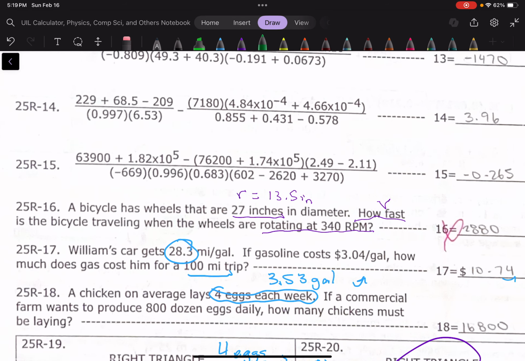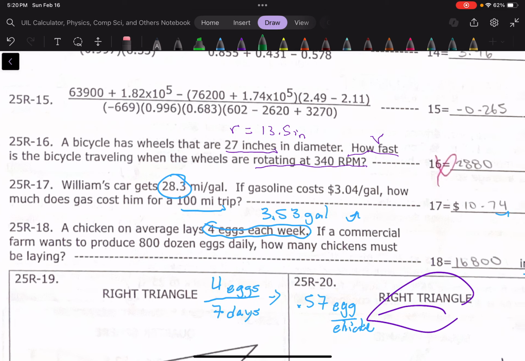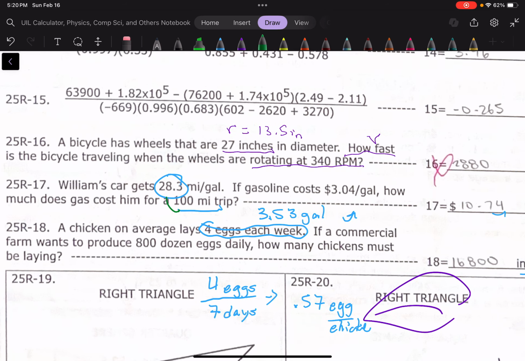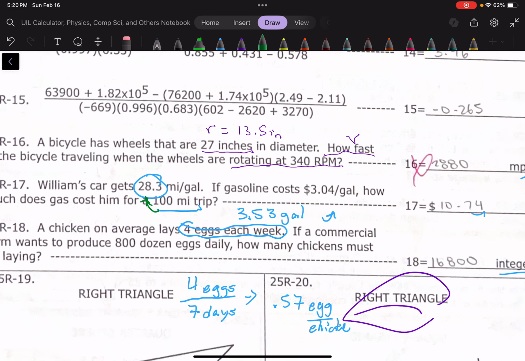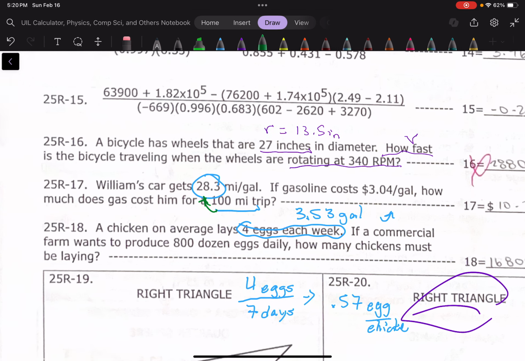Okay, number 17. William's car gets 28.3 miles per gallon, and if a gallon costs that much, how much does it cost him to do the trip? Okay, so let's go ahead and take the 100 miles, divide by the rate at which he consumes gas, and then you multiply by the $3.04, and there's your answer.